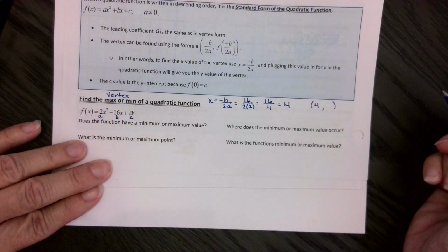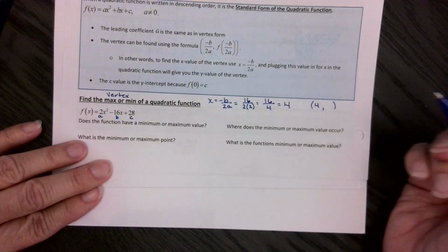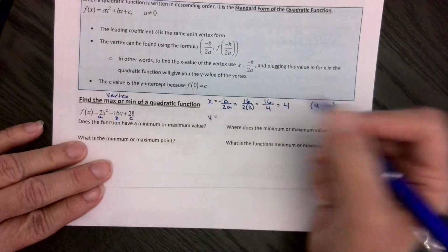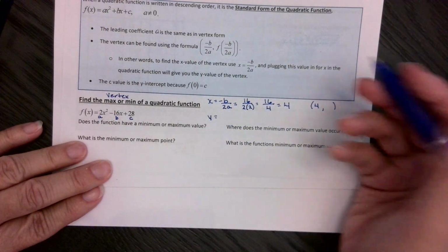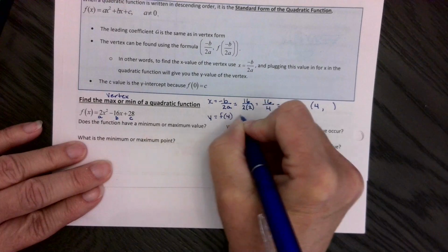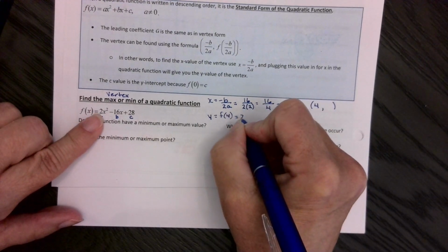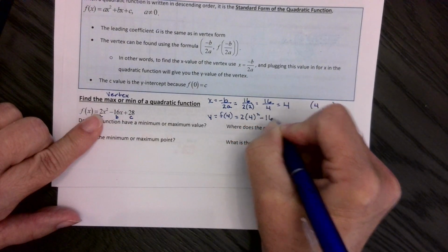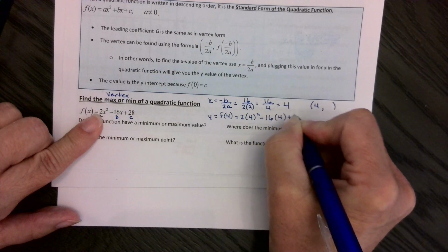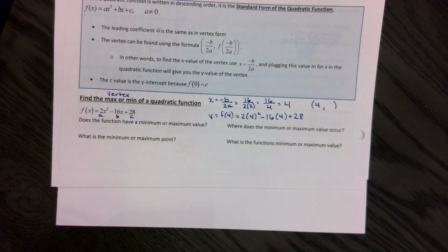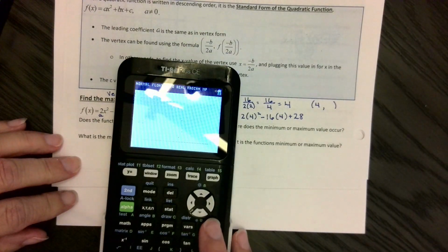Anytime we're given an x value, to find your y value, you plug it in. So for the y, remember, f of x and y are the exact same thing. So we're finding f of 4, meaning let's plug 4 in. We're going to say 2 times 4 squared minus 16 times 4 plus 28. And you can let your calculator do the work. Hopefully I have one here at my desk. Yeah, hopefully it's charged. Okay, it is.